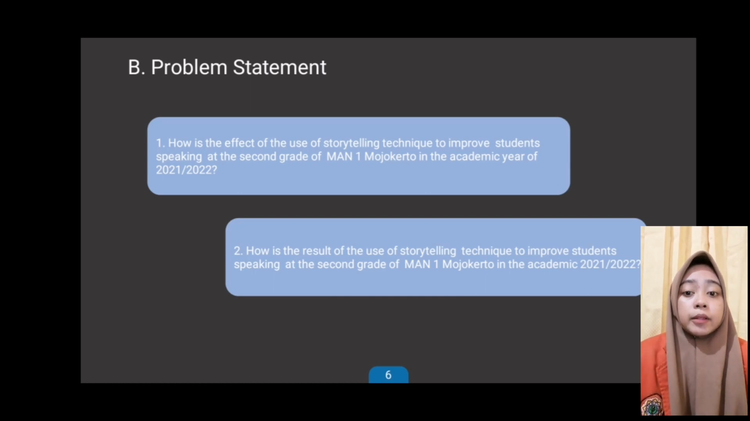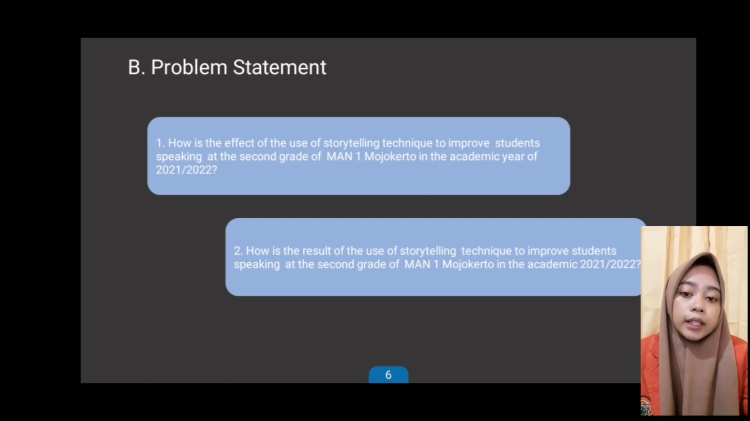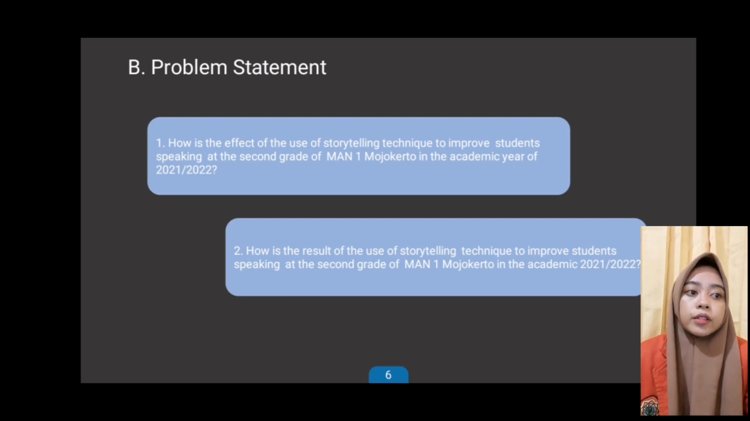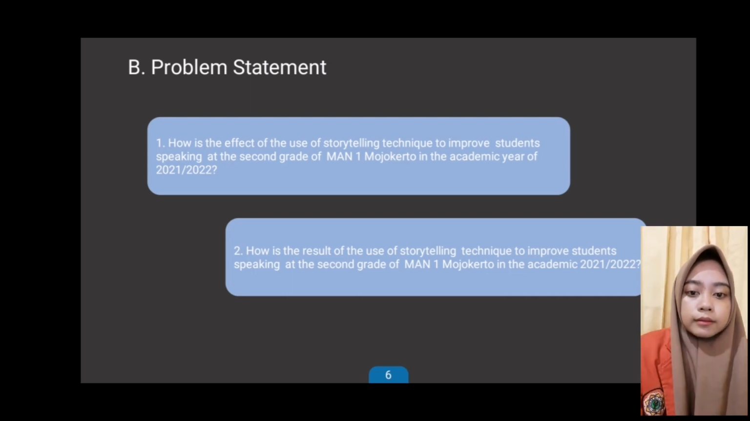The next point B, problem statement. I have two problems. Number one, how is the effect of the use of storytelling technique to improve student speaking at the second grade of MAN 1 Mojokerto, the academic year of 2021 until 2022. Number two, how is the result of the use of storytelling technique to improve student speaking at the second grade of MAN 1 Mojokerto in the academic year 2021 until 2022.